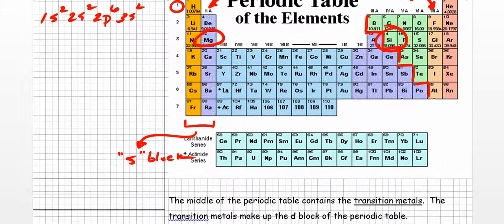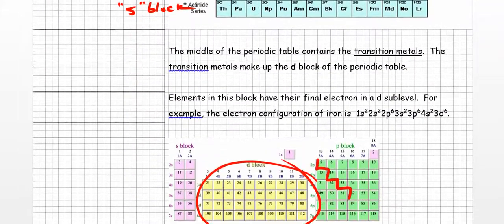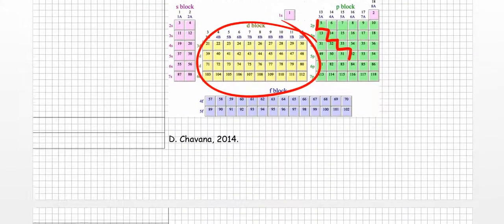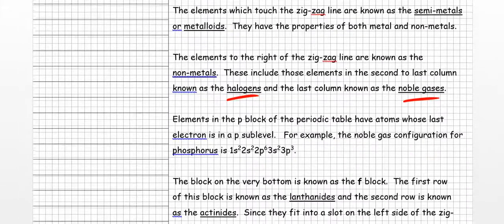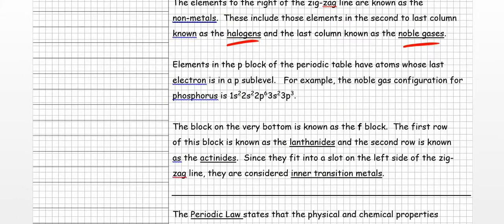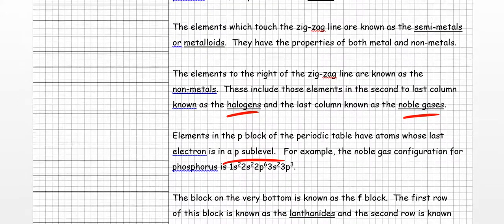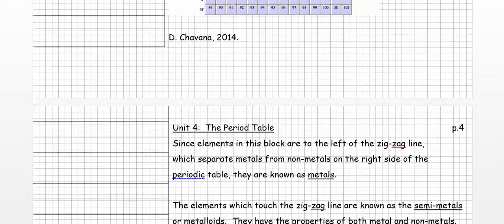Okay? All right. So that kind of completes the anatomy of the periodic table and helps us to understand where things are. Now, elements in the P block, that's the central or right-hand block of the periodic table, have atoms whose last electrons are in a P sublevel. For example, let's take the element phosphorus, right? Phosphorus is in the P block, so phosphorus would be right here on the periodic table.